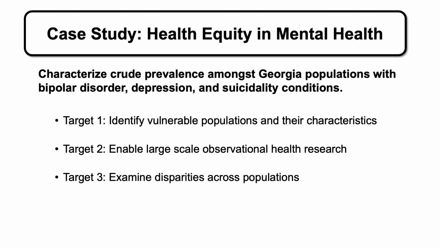Now, the case study for this talk is focused around exploring health equity in the mental health care space, specifically for the U.S. state of Georgia. Here, we characterize the crude prevalence rates amongst Georgia populations with bipolar disorder, depression, and suicidality conditions. Three of the targets that we chose to pursue were to identify vulnerable populations and their characteristics, enable large-scale observational health research, and examine disparities across populations.